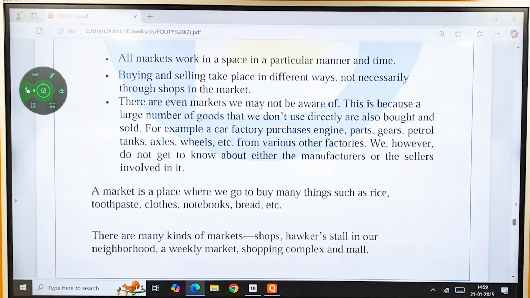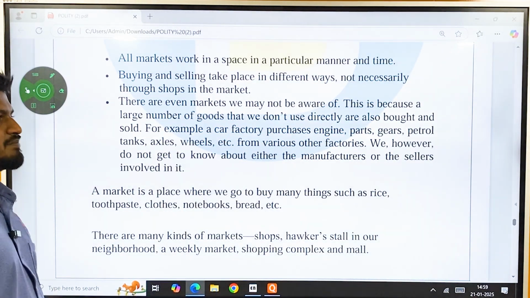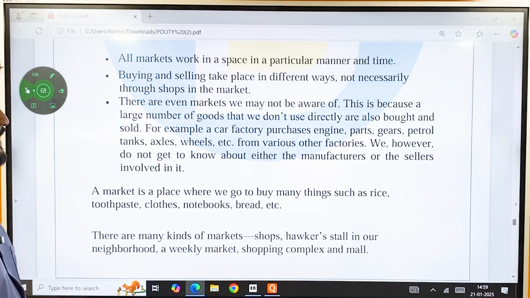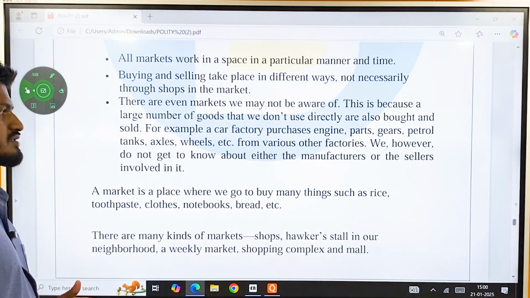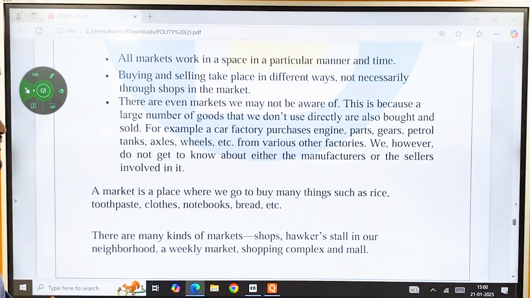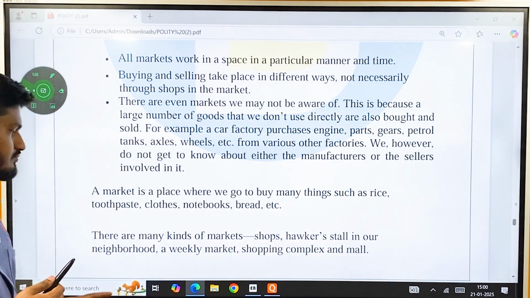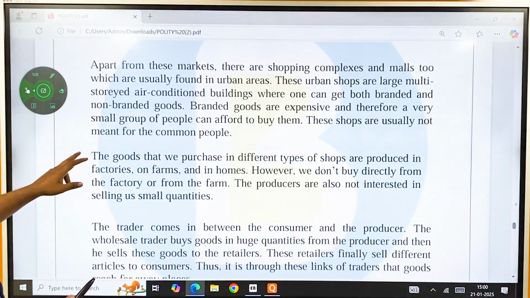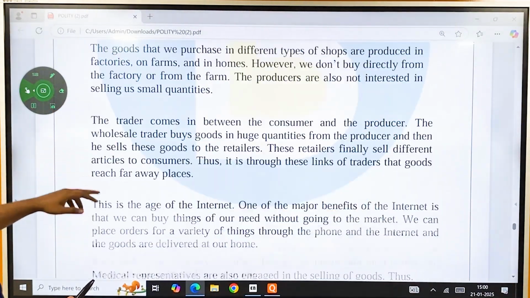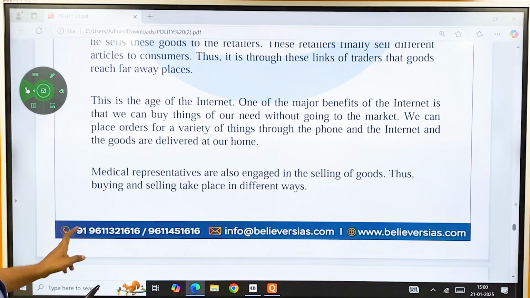For example, a car factory purchases engines, parts, gears, petrol tanks, axles, wheels, etc., from various other smaller factories. We, however, do not get to know about them, because we are not in need of those products. Okay, so this is about markets. We have discussed the summary itself, so there is no need of going into the intricacies or details of this one.